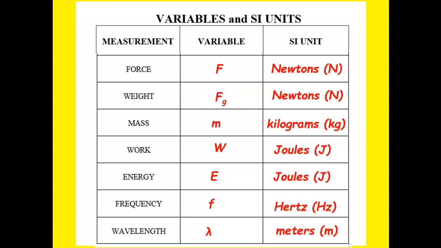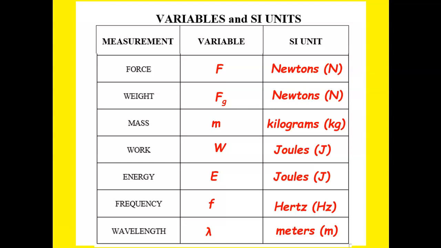All right, force. F, capital F, is newtons, capital N, and then weight, which is F subscript g, which is really gravity force, which also has units of newtons. Mass, lowercase m, which is not the unit but the variable, meaning mass, is kilograms, kg. Capital W is work, not weight, because F subscript g is weight. And again, the unit is joules.